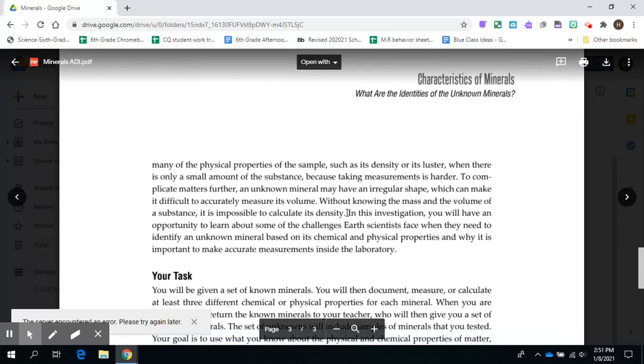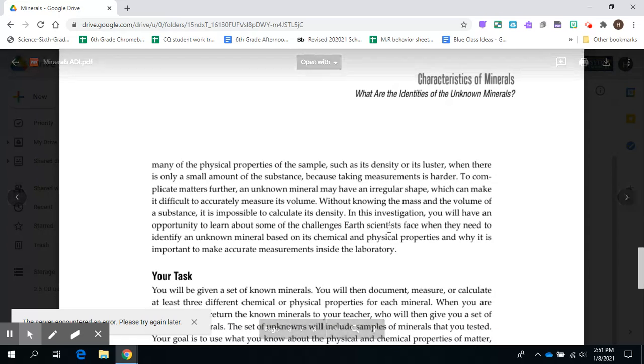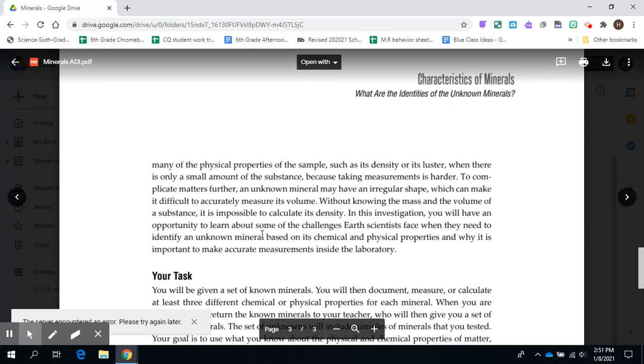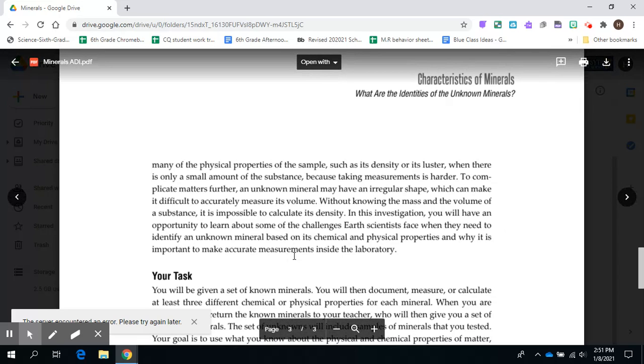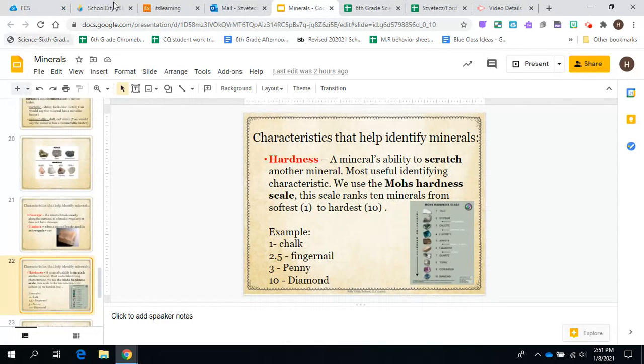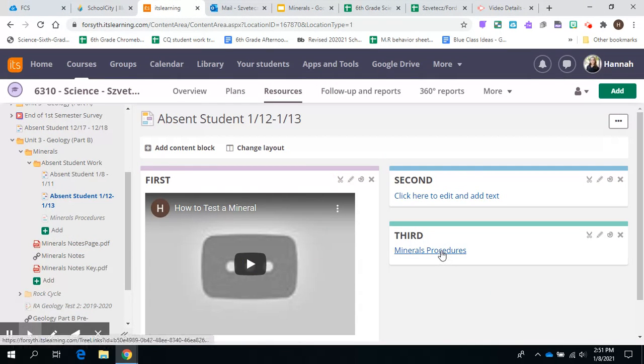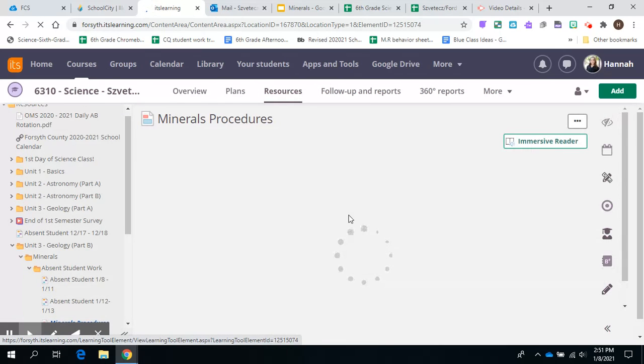So in this investigation, we're just going to skip down. You will have an opportunity to learn about some of the challenges earth scientists face when they need to identify unknown minerals based on their chemical and physical properties and why it's important to make accurate measurements inside the laboratory. So how this is going to look, once we read that, you're going to go to Its Learning and you're going to click on this, the minerals procedures. This is going to pull up your activity.